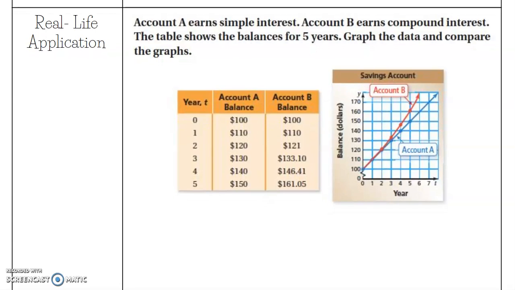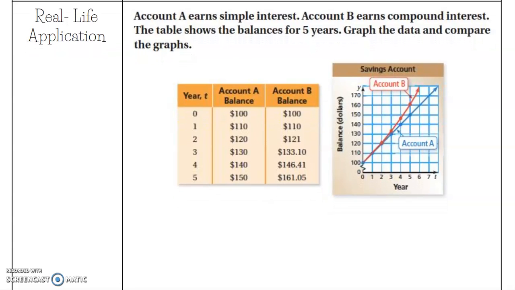And last one, let's look at this real-life application. So it says accountant A earns simple interest. Accountant B earns compound interest. The table shows the balances for 5 years. Graph the data and compare the graphs.